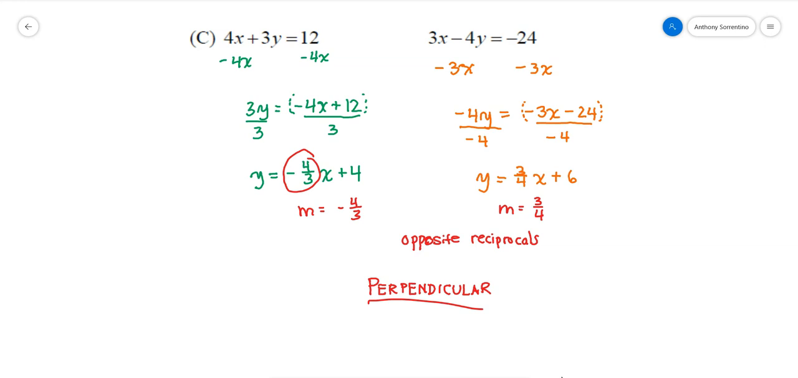Please don't automatically think that intersection means being perpendicular. Perpendicular is a very specific instance where they intersect each other, and not just any old time they intersect each other.